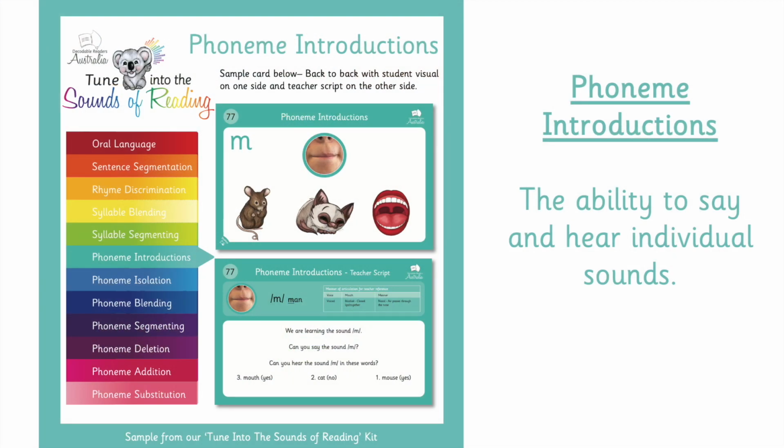This next skill actually starts at phonemic awareness level, the most crucial. And this skill is called phoneme introductions. This is so crucial that we get right from the start. This is the production, the manner of articulation for each individual speech sound. So we've gone from those chunks, now we're looking at individual speech sounds.